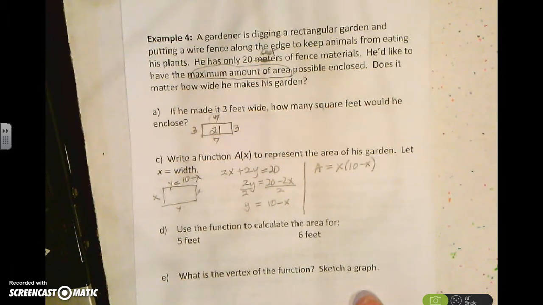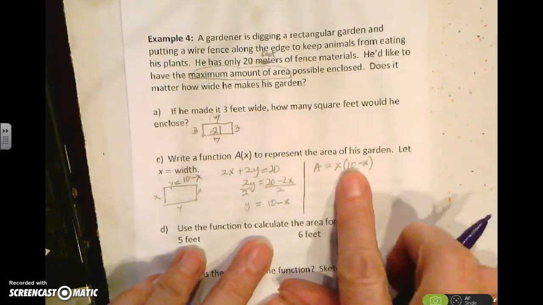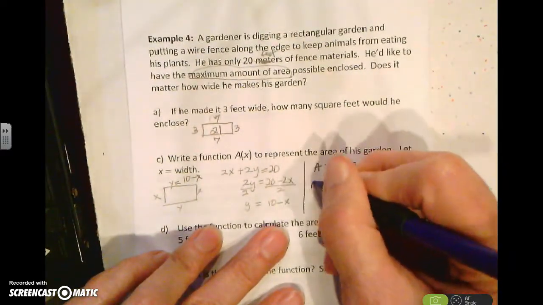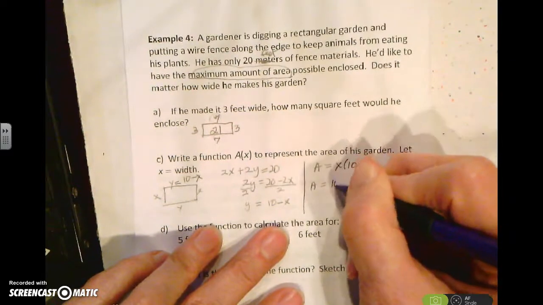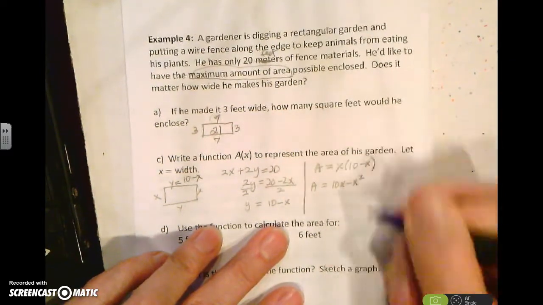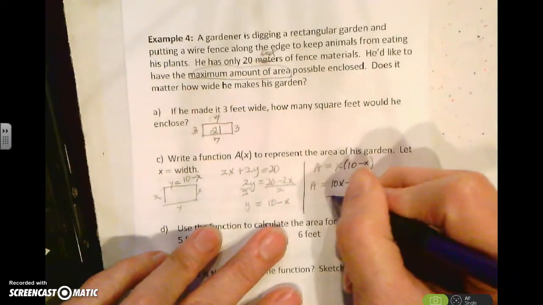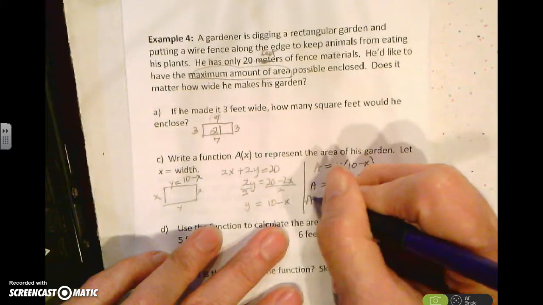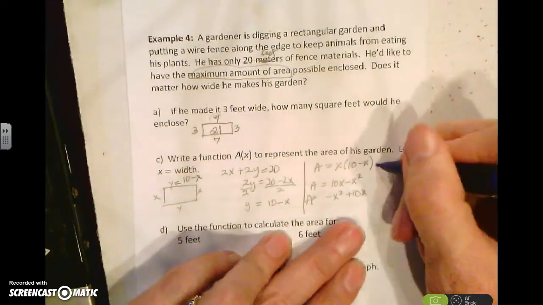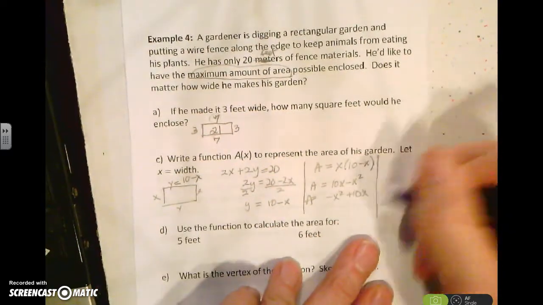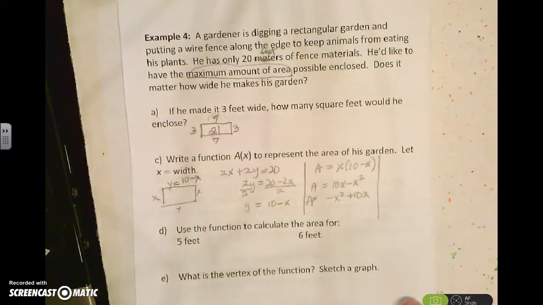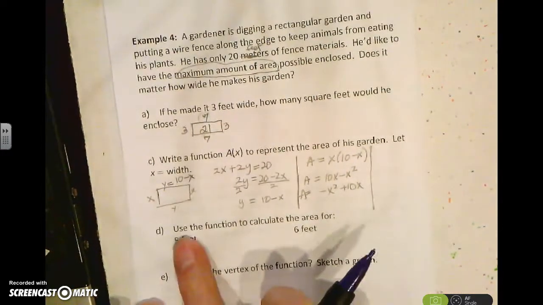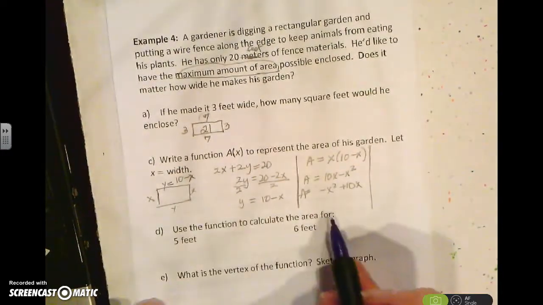Now, you perhaps could get your answers from here, but I'm going to go ahead and distribute and put it in standard form. So I'm going to have that A is equal to 10x minus x squared. So that's negative x squared plus 10x. All right, so now what I want to do, am I ready to, oh, I'm not ready for the vertex yet. We'll wait for that.